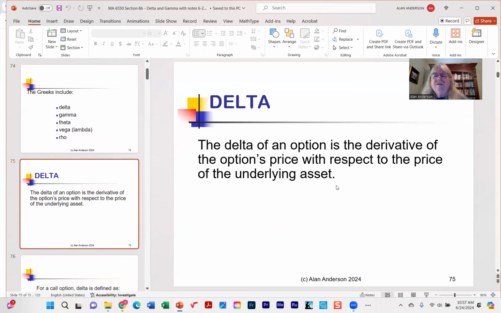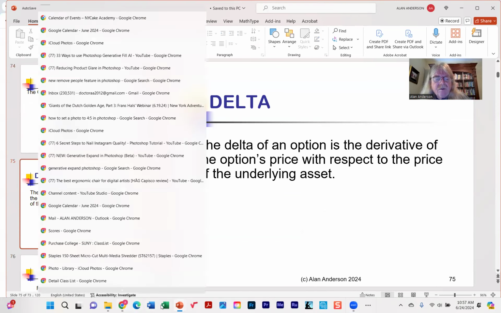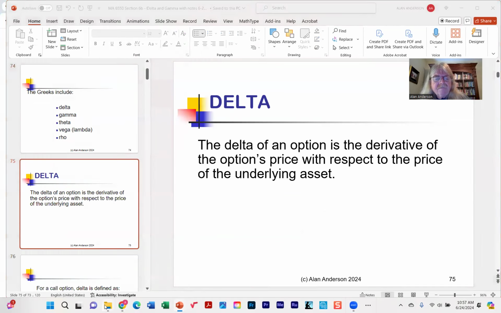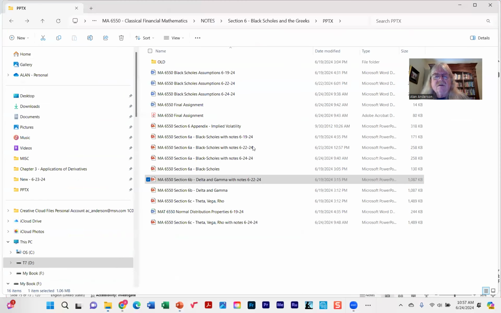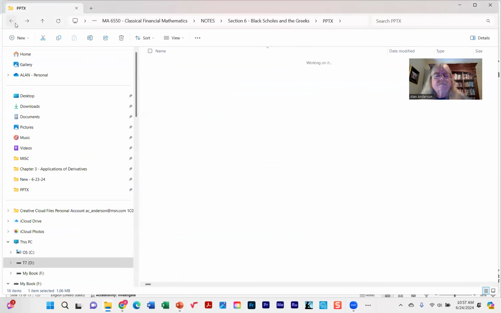Okay. So the delta is really the most important of them all. Think of it as the sensitivity of the option's price to a change in the price of the underlying asset. So in other words, if I tell you what, let's go back here and reopen our Black-Scholes spreadsheet so you can see what this is all about.